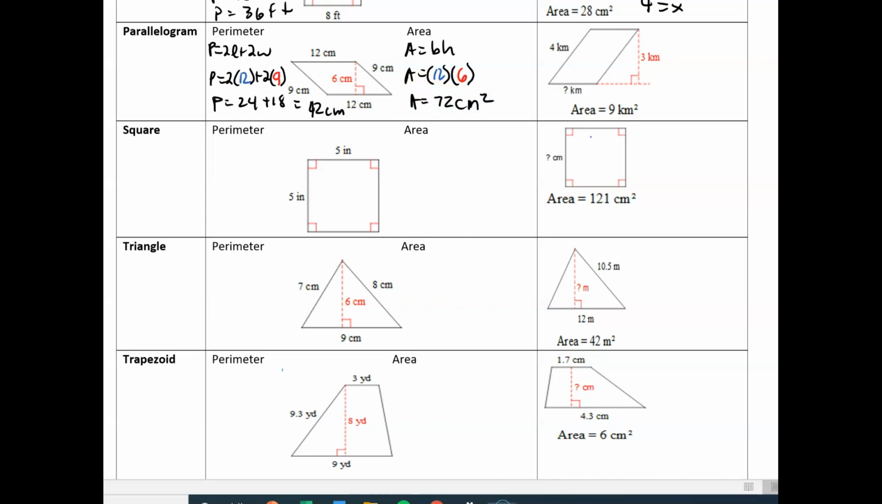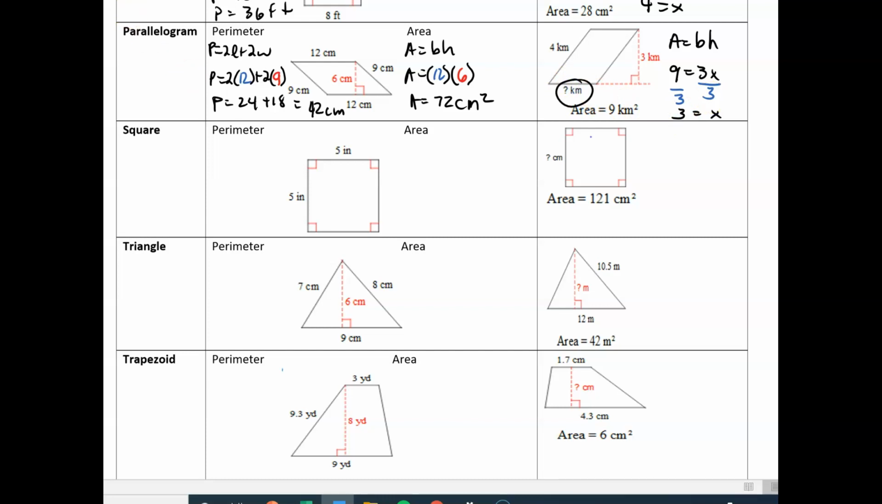And working backwards, you'll notice I give you the area. So after writing the formula, we write A equals BH, 9 equals 3x, and then you need to solve for x. So divide both sides by 3. And in this case, your missing base right here, your question mark, is 3 kilometers.